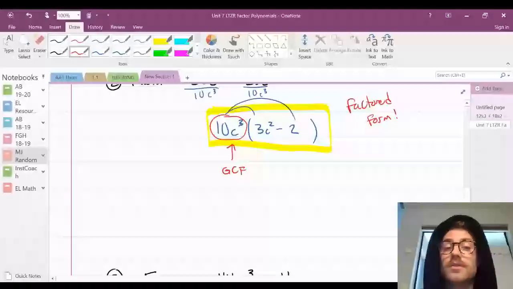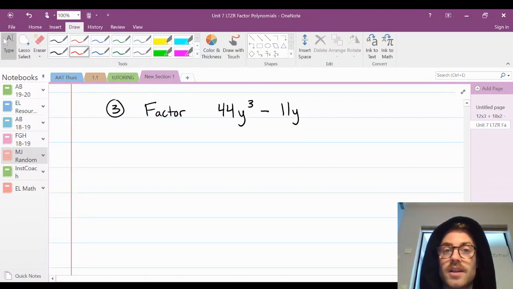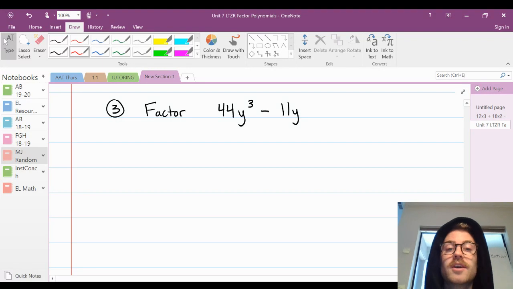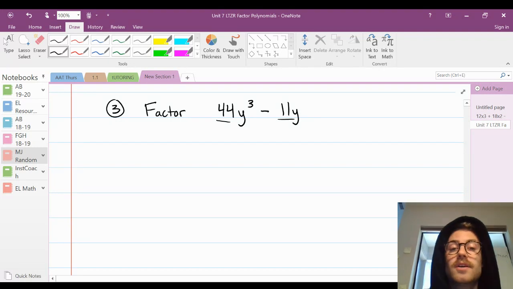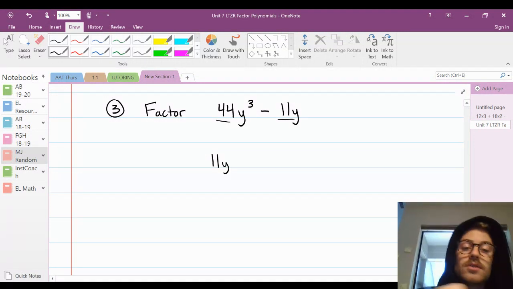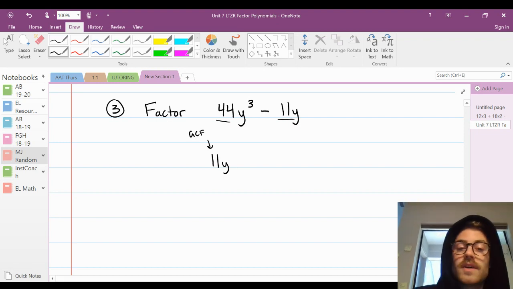Right, we're going to do number 3 now, and actually we have one more after this, so I'm sorry, I lied earlier, there are 2 more problems. Factor 44y cubed minus 11y. Between 44 and 11, the common factor is only 11, so that will be part of my greatest common factor. In y cubed and y, the most I can take out is just a single y. This is now my greatest common factor.